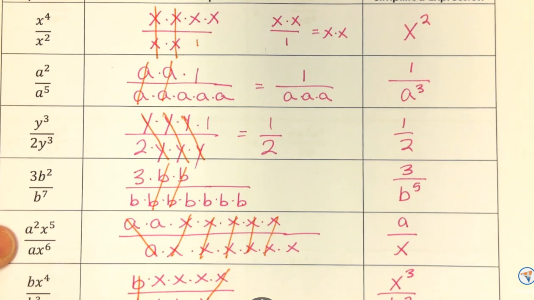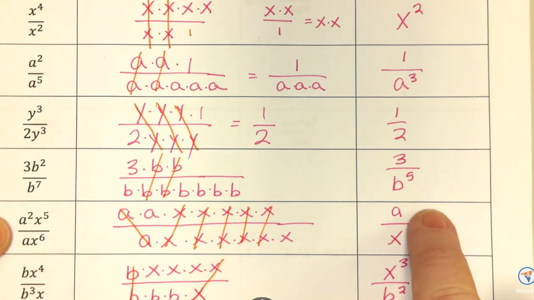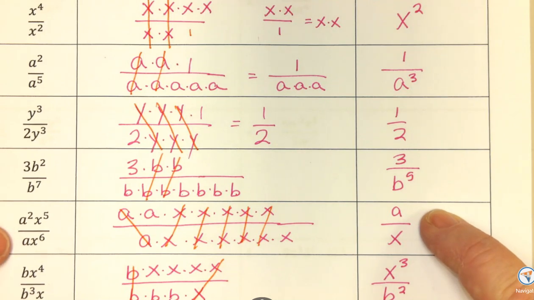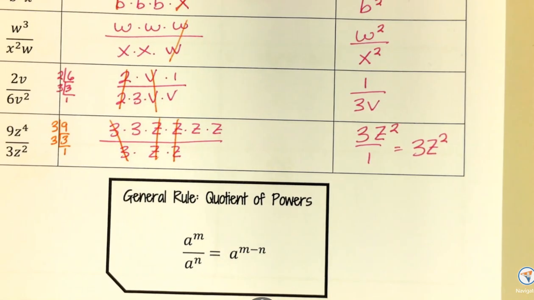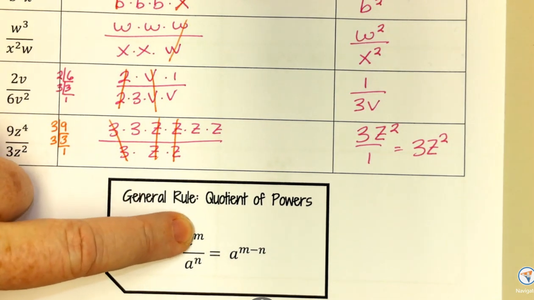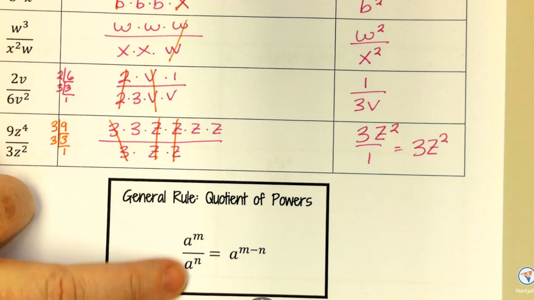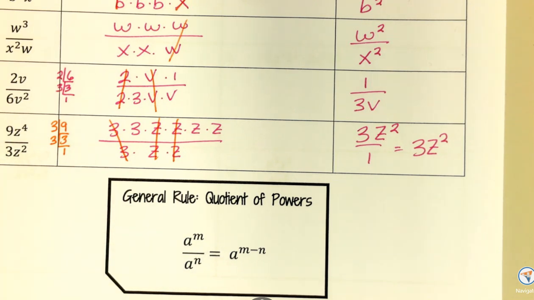So when you look at this, there's more A's on the top. That's why the A's are on the top. There's more X's on the bottom. That's why the X answer is on the bottom. So the general rule is you're just taking the exponents, the base is the same, and you're subtracting. If the bigger number is on the top, your answer is going to end up on the top. If the bigger number's on the bottom, your answer is going to end up on the bottom.